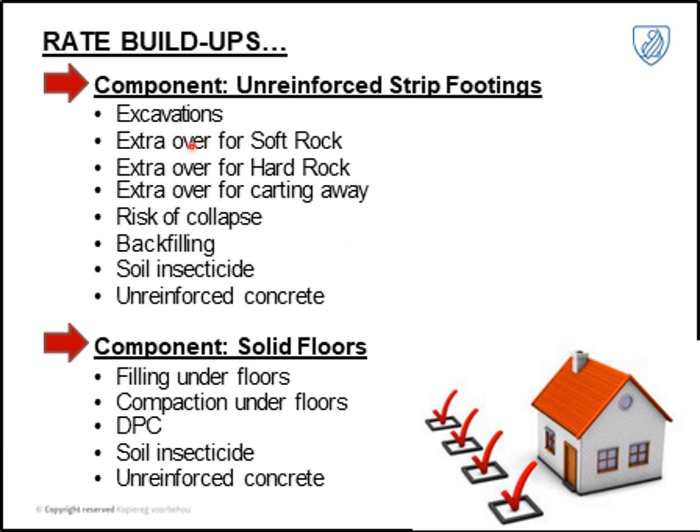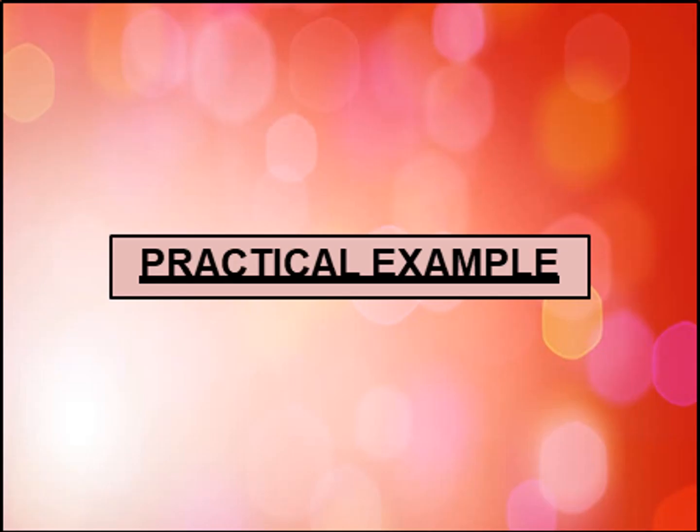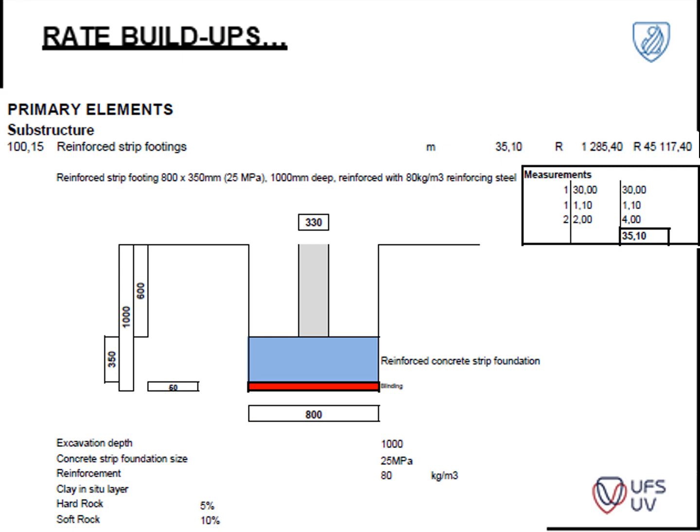If you look at your elemental guide, the components for unreinforced strip footings include your excavations, extra over for hard rock, soft rock, carting away, your risk of collapse, backfilling, soil insecticide, and reinforced concrete. Most of these items you will be familiar with throughout your measurement tenure. Then you've got your component solid floors, for instance, which will include your filling underneath your floors, compaction underneath your floors, your DPC, soil insecticide, unreinforced concrete, etc. Let's look at a practical example.